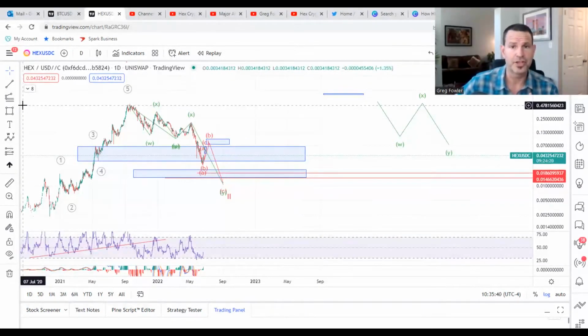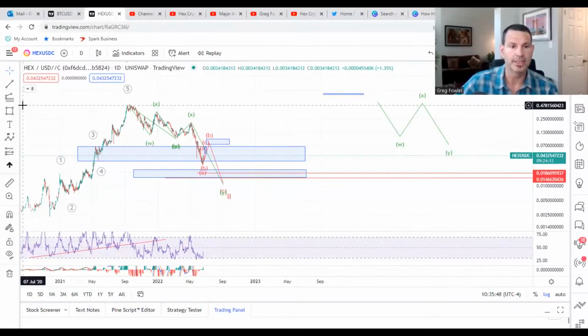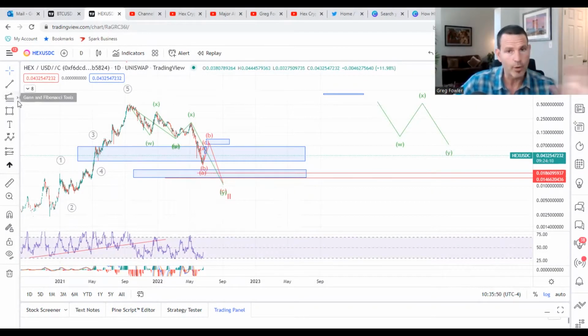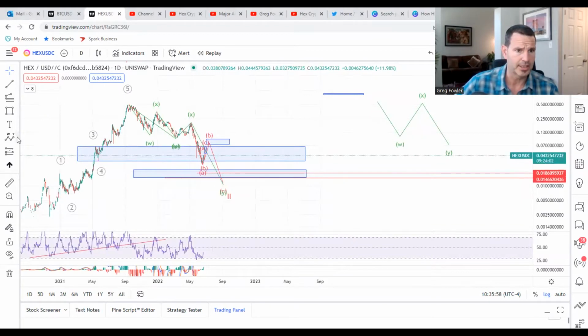I believe that there's WXYs within WXYs. There are some Elliott wave people that say only an ABC can be in a WXY. I don't believe that. I think the markets are getting way more complicated with computers and bots, so you're going to find WXYs within WXY. I don't buy that. People say that that's wrong. It's not. So I'm going to use an ABC.